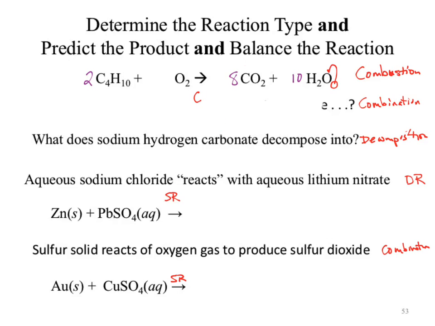How many carbons? 8, and 8 hydrogens. 20 and 20. I don't know why I wrote 4. Thank you. 8 oxygens. 2 and 8, and the 2 gets me 16. 10 and the 1 gets me 10. 26. How do I make 2 a 26? Multiply by 13.